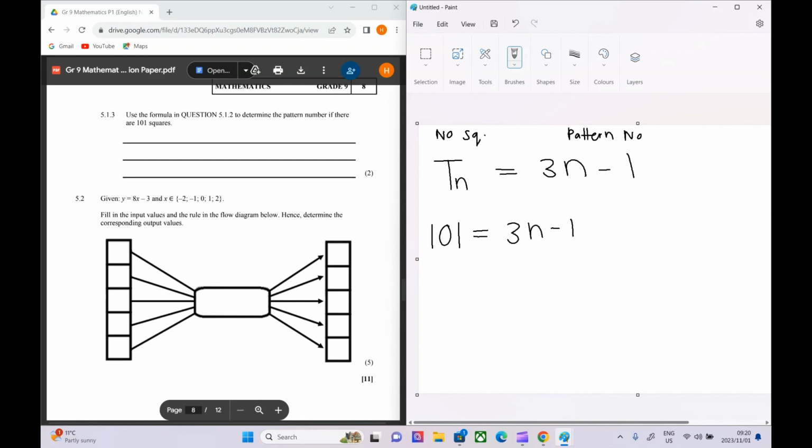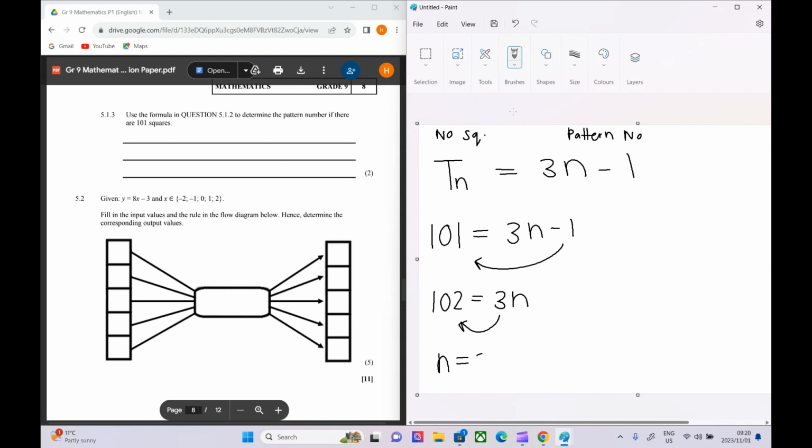And all this is now is an algebra problem. So we're going to take this minus 1 across. It becomes a plus 1. So 101 plus 1 is 102. So 102 is equal to 3n. And again, we're going to take the 3 across now. We're going to divide by 3 because we were timesing by 3. So 102 divided by 3. Let's see, what do we get for that? 102 divided by 3 is 34.